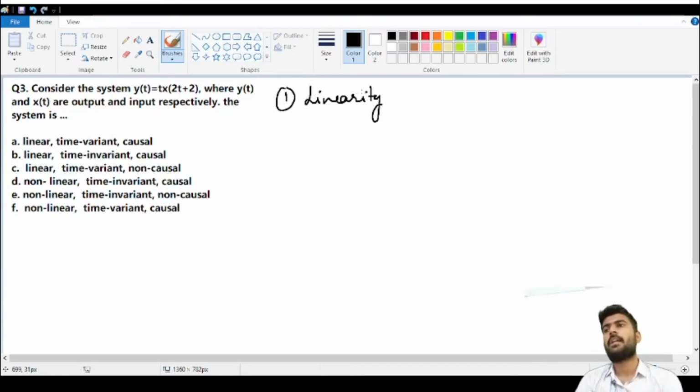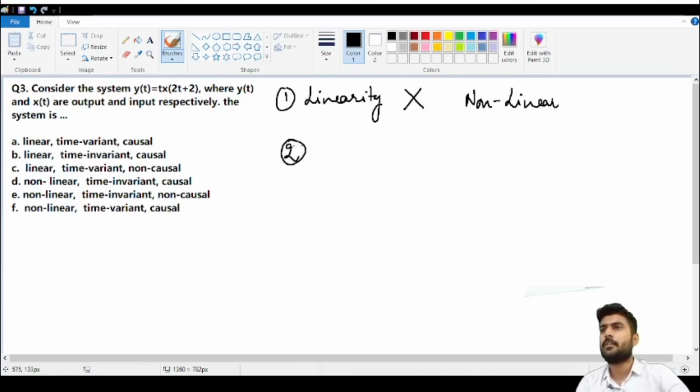So for linearity, the system must satisfy both homogeneity and superposition. We can clearly see the nature of the system is such that it won't satisfy the homogeneity condition or the superposition condition. So we can clearly say that the linearity condition fails and the system is non-linear.